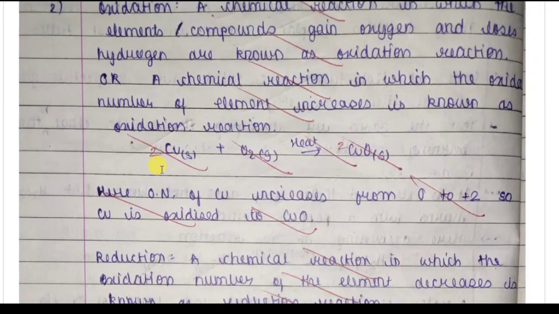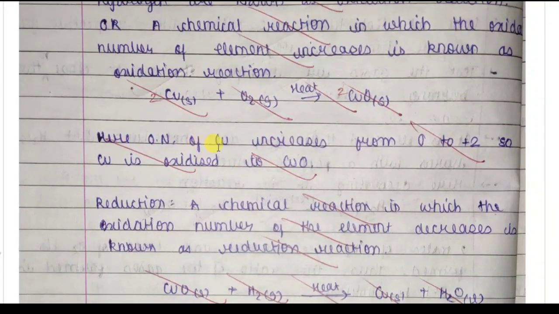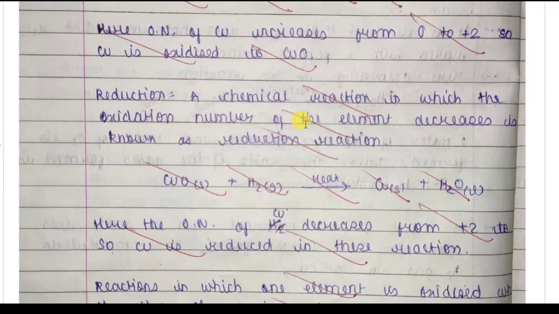So you have to write the equation 2Cu + O2 gives 2CuO on heating. Here the oxidation number of Cu increases from 0 to +2, so Cu is oxidized to CuO. After this, a reduction reaction is a chemical reaction in which the oxidation number of elements decreases. So you have to write down the equation CuO + H2 gives, on heating, Cu.